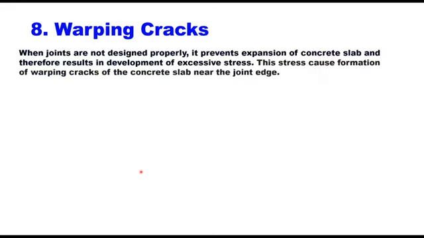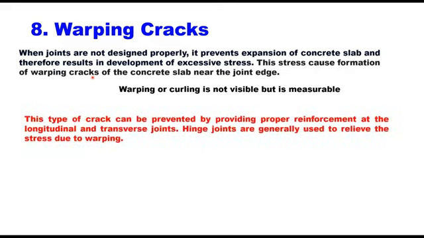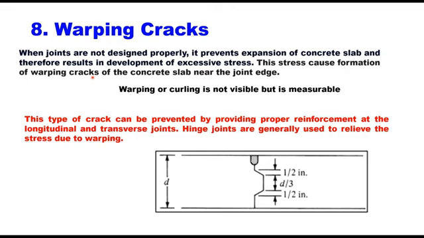Warping cracks. When joints are not designed properly, they prevent expansion of the concrete slab and therefore result in development of excessive stresses. This stress causes formation of warping cracks in the concrete slab near the joint edge. Warping or curling is not visible, but it is measurable. This type of crack can be prevented by providing proper reinforcement in the longitudinal and transverse joints. Hinge joints are generally used to relieve the stress due to warping.